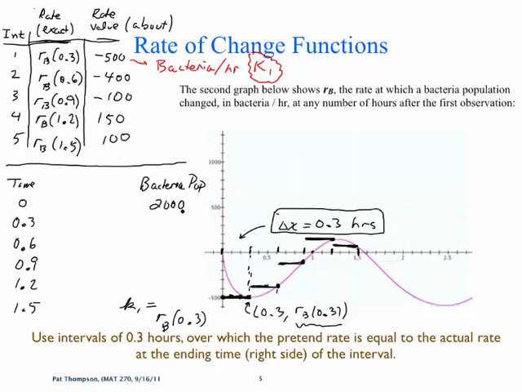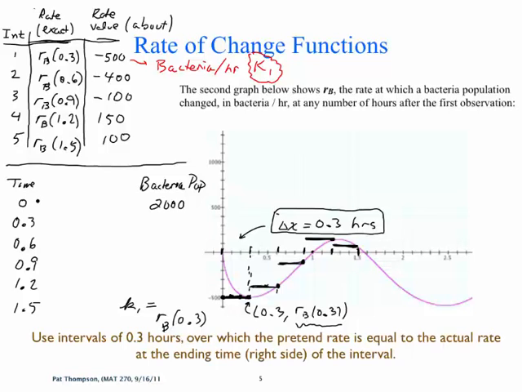It started at 2,000. Bacteria increases, so it increased at a rate of 5. What is the rate of change in the first interval? Negative 500. Which means the bacteria is doing what? Decreasing. So how do we calculate the amount of decrease in that first interval? K delta X. You're going to take the bacteria per hour, K, times how many hours? 0.3 hours. K delta X. That gives us delta Y.